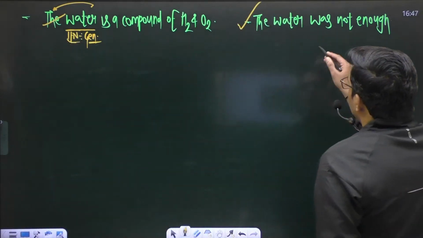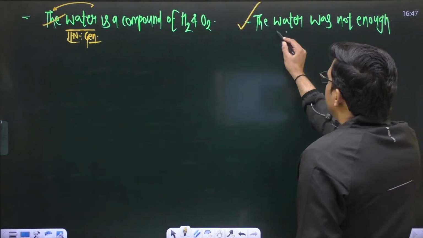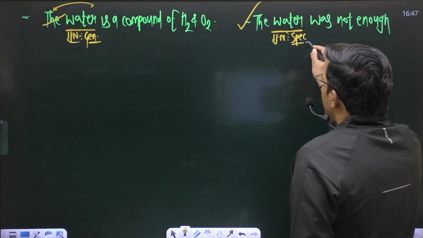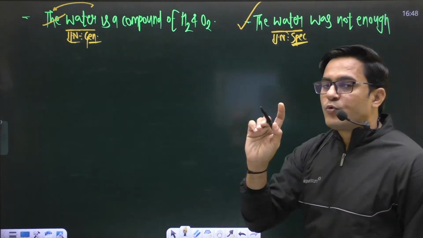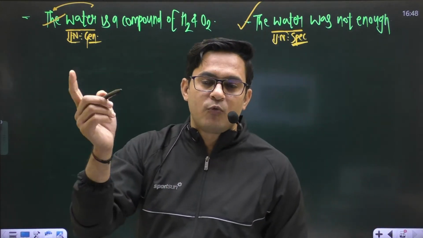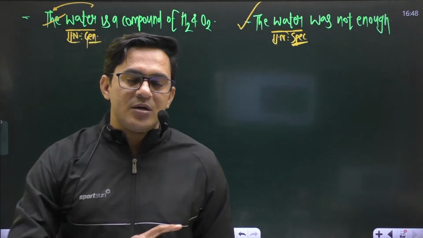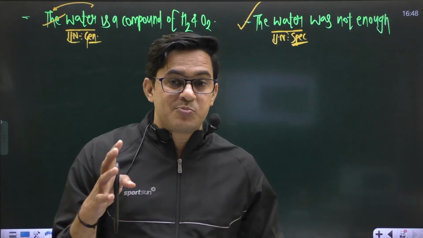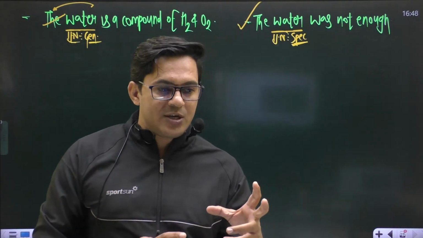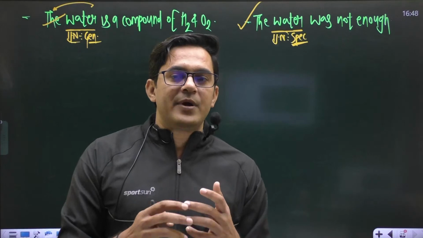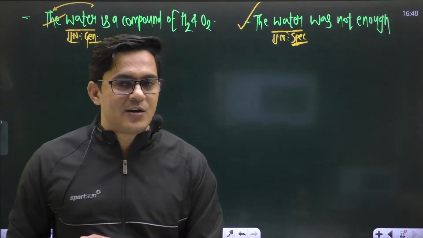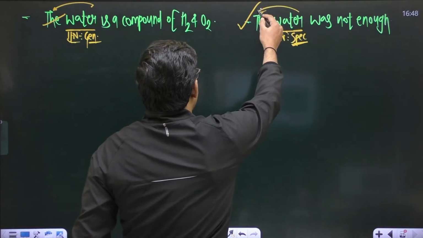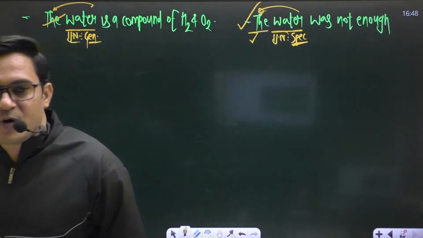But here I'm talking about "the water was not enough." Here I'm talking about an uncountable noun in a specific sense. Any specific water that was needed for drinking, for washing clothes, vehicles, utensils, or for any urgent work, right? That was the water, "the water was not enough." So here, with an uncountable noun in a specific sense, we can use article the before it. This is okay.